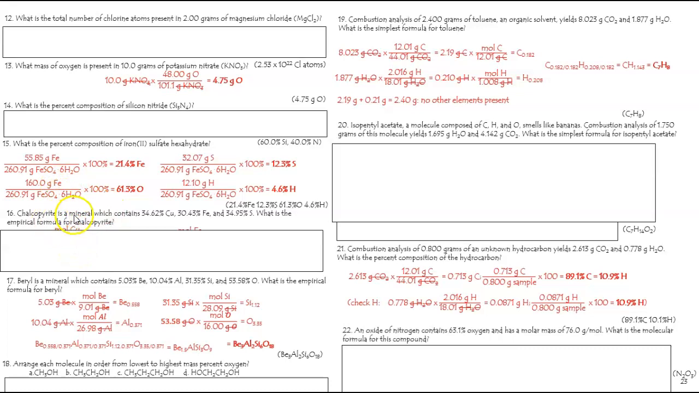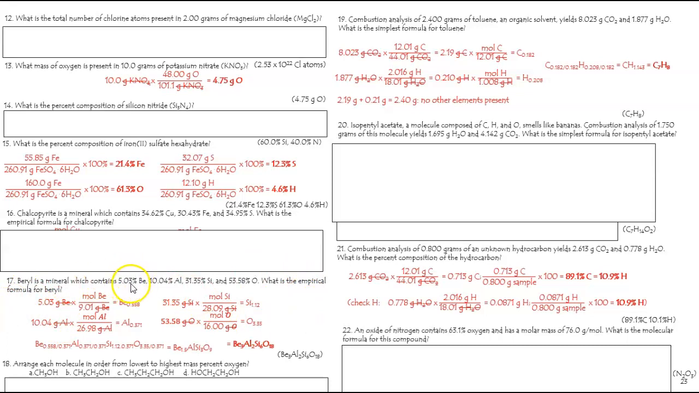And for you, chalcopyrite is a mineral which contains certain percentages there. And now you have to figure out the empirical formula. Aha. Well, good luck with that. But I noticed the number 17 is the same. So watch as I do this one, and it might help.